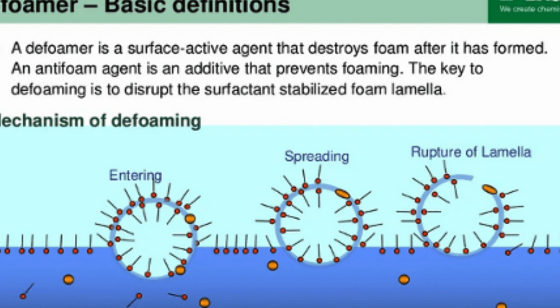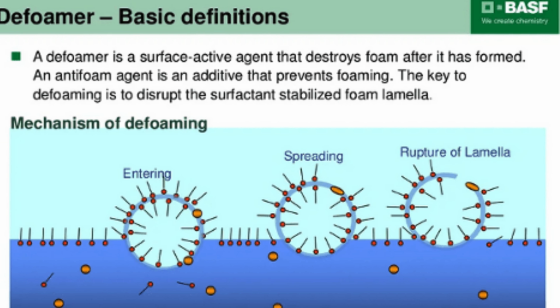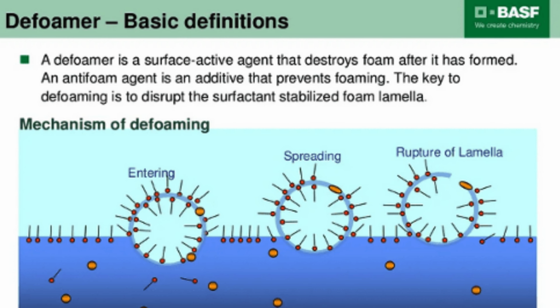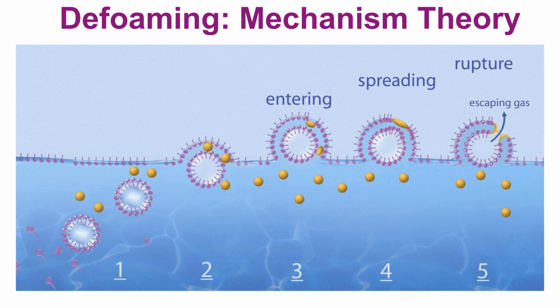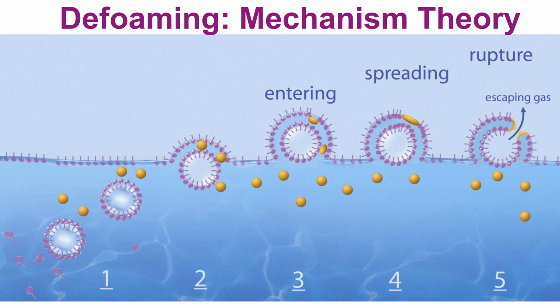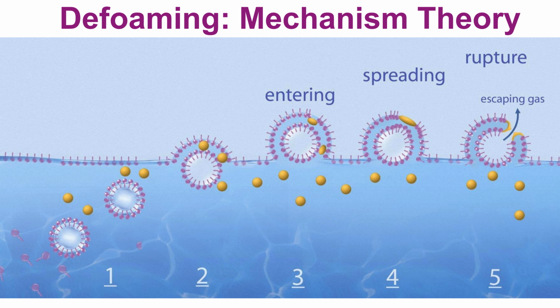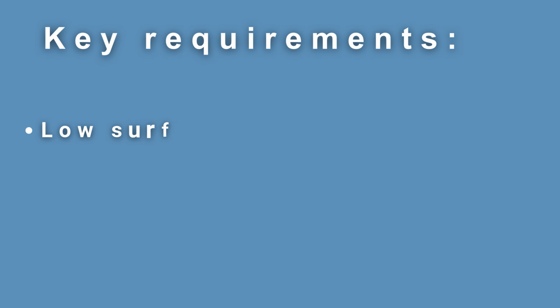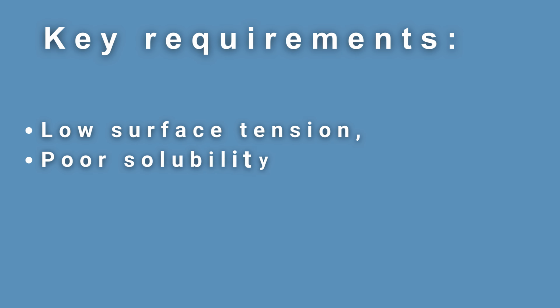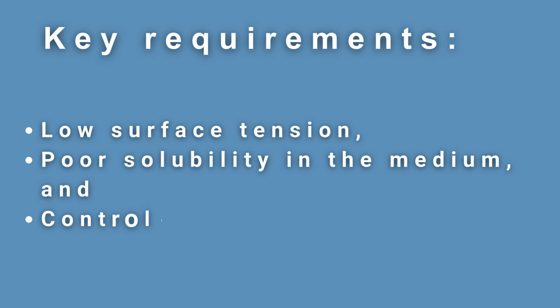Mechanism of defoamers. A defoamer is a surface-active agent that destroys foam after it has formed. An anti-foam agent is an additive that prevents foaming. The key to defoaming is to disrupt the surfactant-stabilized foam lamella. A defoamer works by entering the foam lamella, the bubble wall, due to low surface tension, spreading and destabilizing the liquid film, causing rupture of the bubble, breaking the foam. Key requirements: low surface tension, poor solubility in the medium, and controlled spreading.